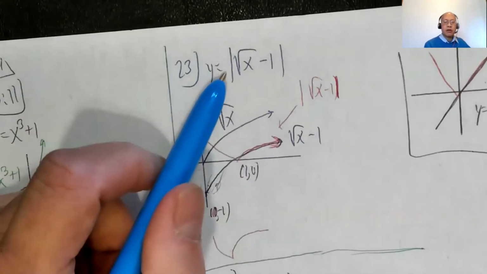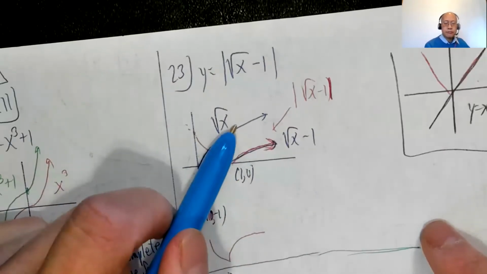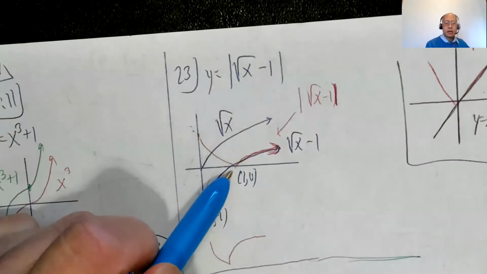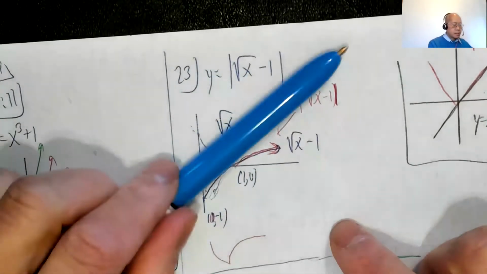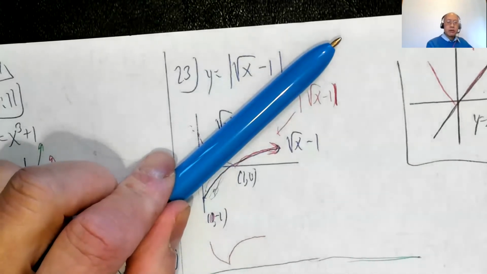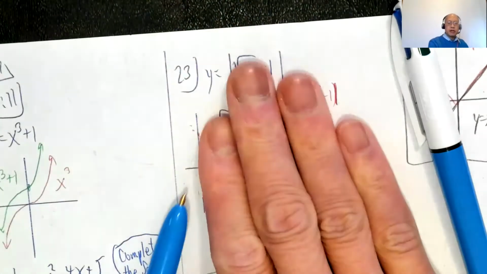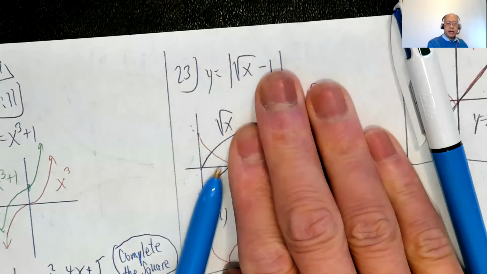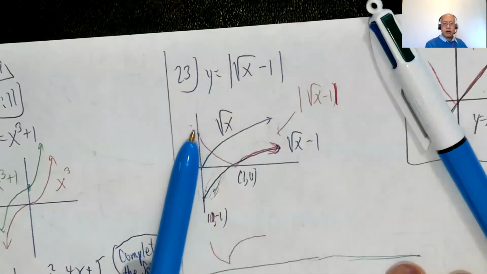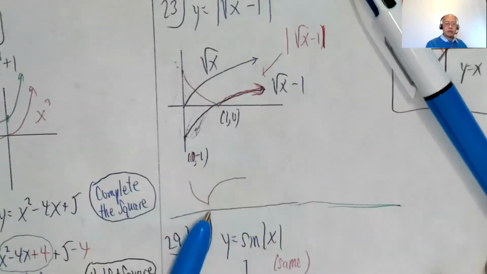23, absolute value of radical x minus 1. So here's my progression. Here's the square root function. Move it 1 down, square root of x minus 1. And then, so this is the graph right now. Absolute value of the whole thing, well, anything that's greater than or equal to 0 stays the same. But any part that's below the x-axis bounces over here, reflects across the x-axis. So I have this graph, curves like that, and then it continues on like so. So you end up with something that looks like that.